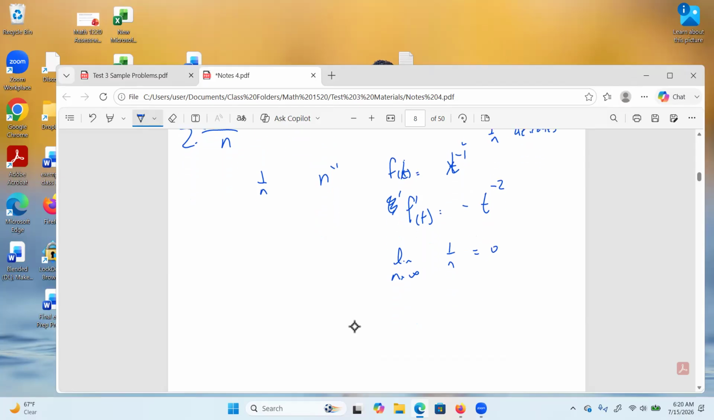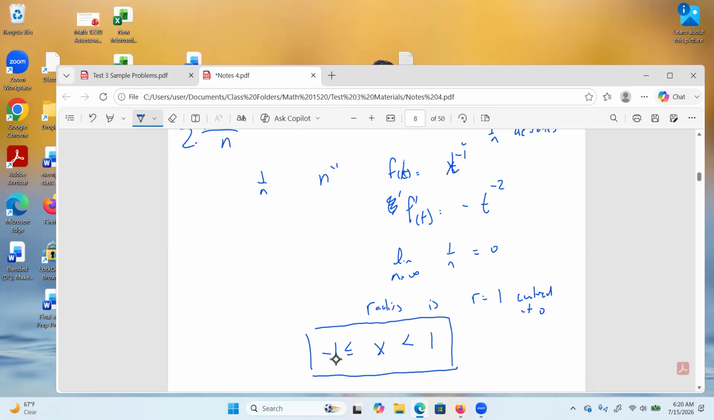So my radius of convergence is one, R is equal to one, centered at zero. And then what we're going to say is negative one less than or equal to x, strictly less than one. This would be my answer for what is my interval of convergence? X has to be between -1 inclusive, but strictly less than +1. That one's a little bit tricky because you have to check the endpoints.